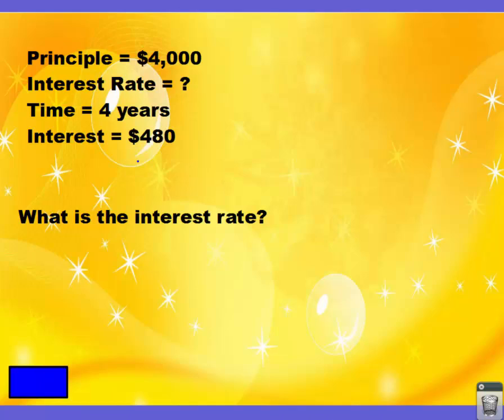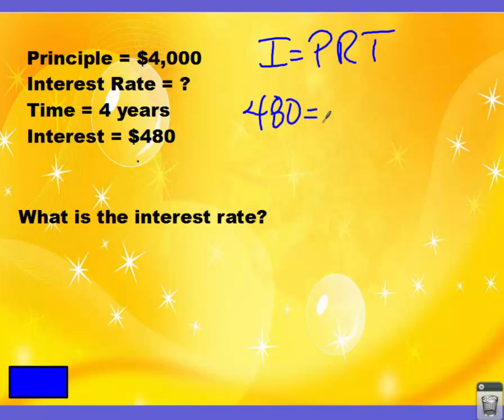Well, again, we're going to start off every question the same way, by writing the formula: I equals PRT. And we fill in our blanks. Do I know the interest amount? Yes, I do. The interest is $480. Do I know the principal amount? Yes, it's $4,000. Do I know the interest rate? No, I don't, so I just leave it as an R. And do I know the length of time or the term? Yes, I do, 4 years.